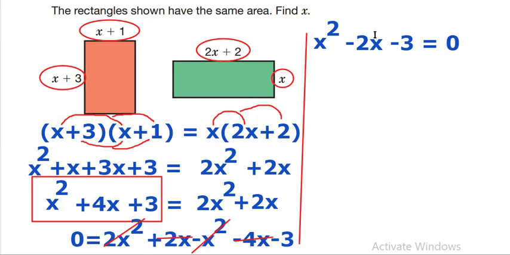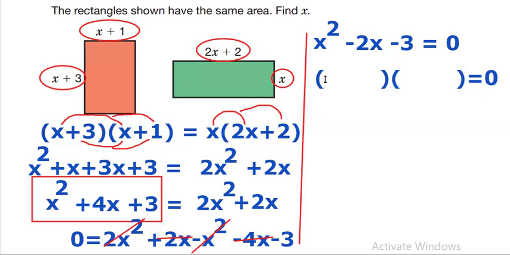Now, because we have three elements, nothing in common between them, we use the double bracket method. Focus on these steps. Knowing the method is half the answer. If you don't know which method to use, it means you will struggle in finding the answer. So, three elements, nothing in common between the three of them. So this means double bracket method.